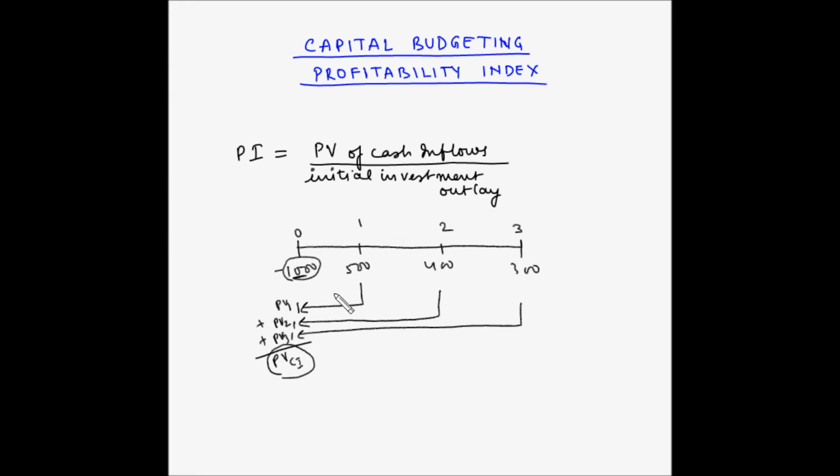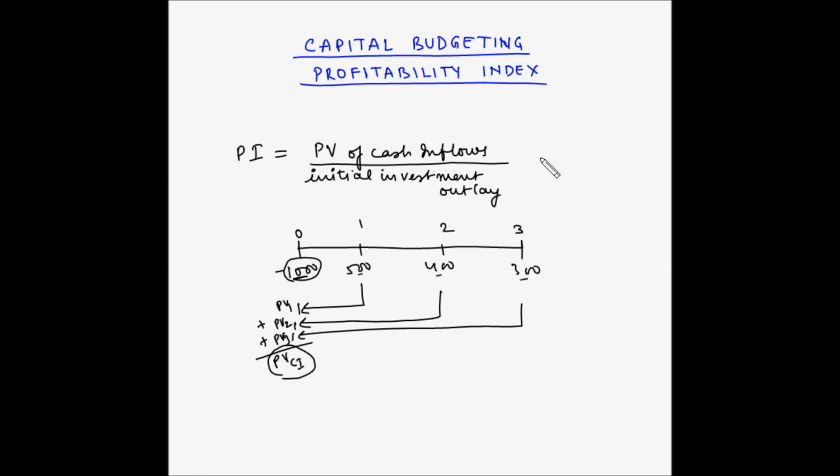Basically, we are bringing the cash inflows to the same level as that of cash outflow by taking the present value of the cash inflows. And then we are taking the ratio. So basically we are taking the ratio of apples with apples. Now these cash inflows are nothing but the benefit that this project is producing, whereas this cash outflow or the initial investment outlay is nothing but the cost for the project.